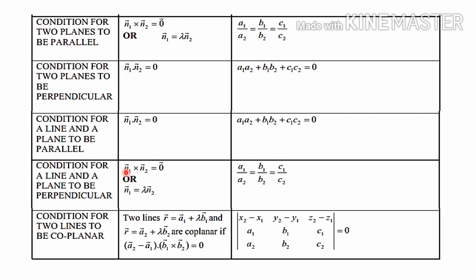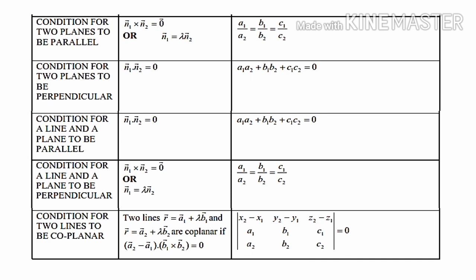Next one is the condition for a line and a plane to be perpendicular. That is vector n1 cross vector n2 is equal to 0 vector, or vector n1 is equal to lambda into vector n2, or else a1 by a2 is equal to b1 by b2 is equal to c1 by c2. Here also the condition for two planes to be parallel and the condition for a line and a plane to be perpendicular are the same conditions.